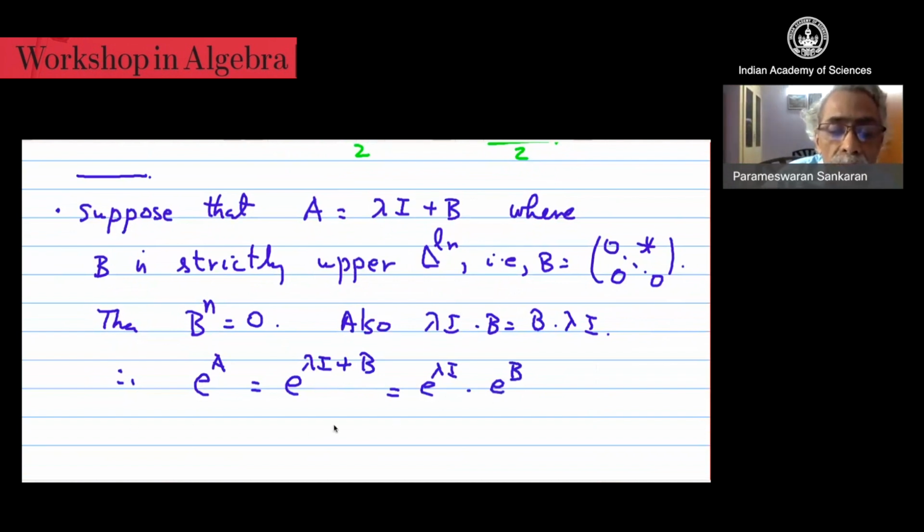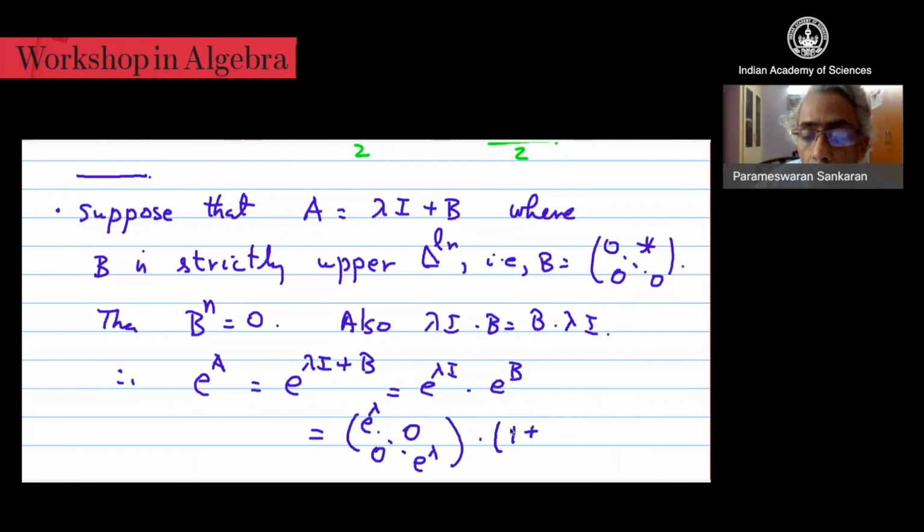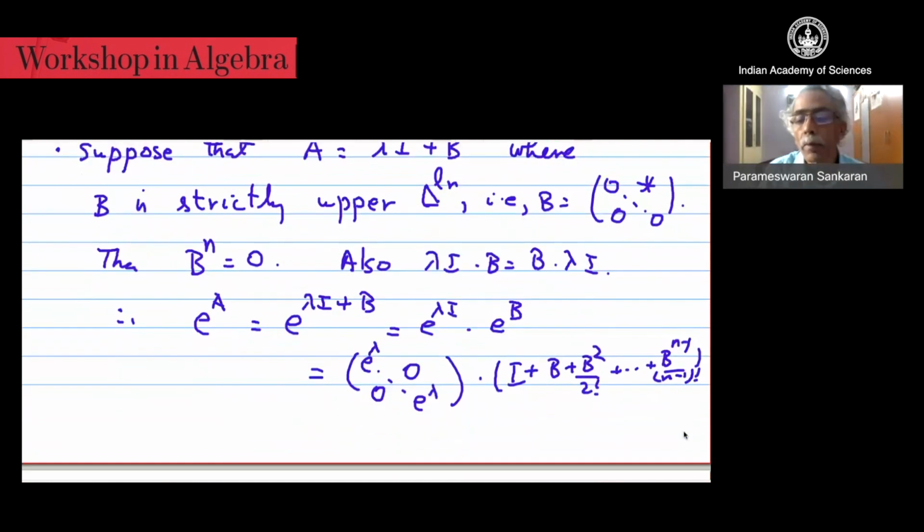And why is it that this is easy? This is because lambda I is a scalar matrix, so it will be e power lambda on the diagonal, and here it is 0, here it is 0. Times, what about this? Why is this easy? Because you write down the definition. Here it becomes the identity plus B plus B square by 2 factorial and so on. You need only go up to B power n minus 1 by n minus 1 factorial. That's it. No need to go any further because B power n is already 0.